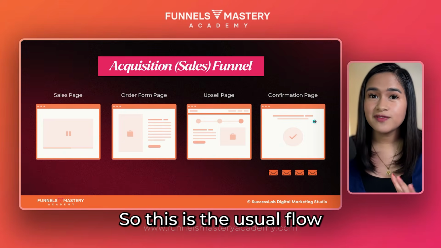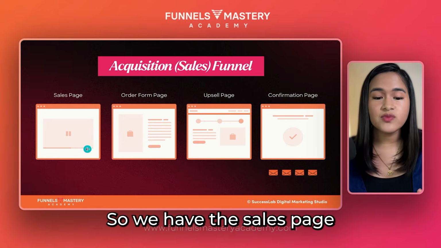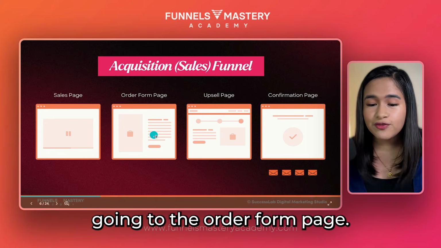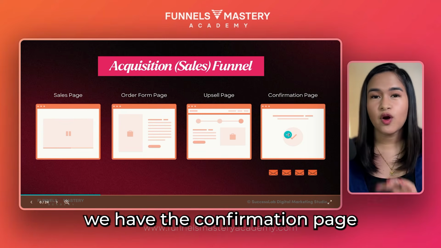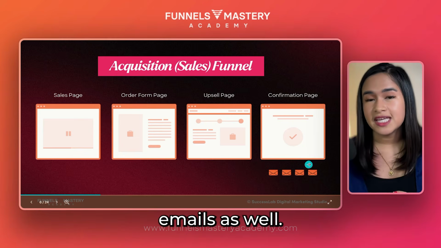So this is the usual flow of the acquisition sales funnel. So we have the sales page going to the order form page, and then we have the upsell. This is optional. And then we have the confirmation page plus all of the emails as well.